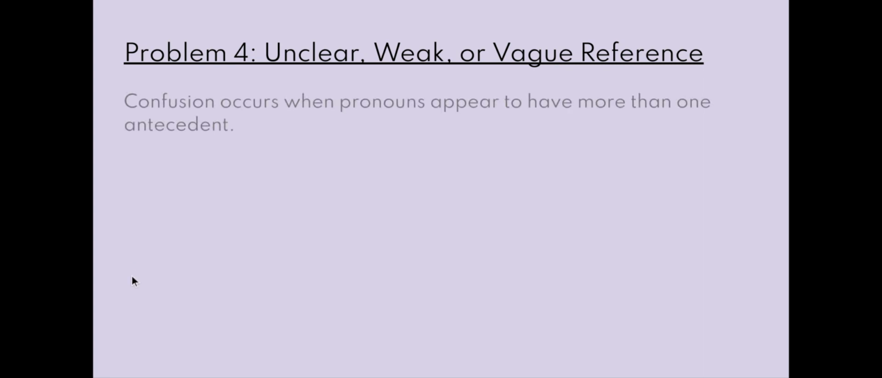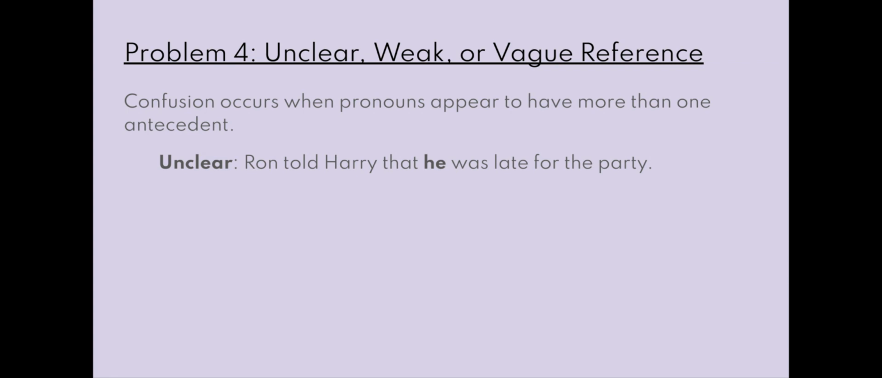Problem 4, unclear, weak, or vague reference. Confusion occurs when pronouns appear to have more than one antecedent. Unclear. Ron told Harry that he was late for the party. So here, Ron and Harry are both male, so we're unsure who he is. Most of the time, you have to rewrite the sentence. I'm late for the party, Harry told Ron.